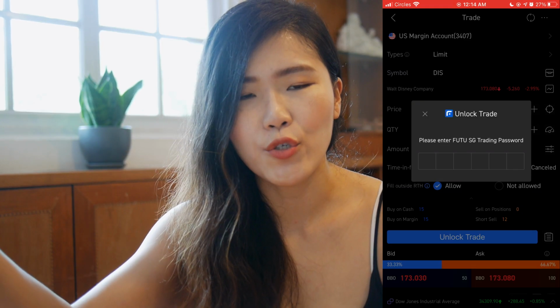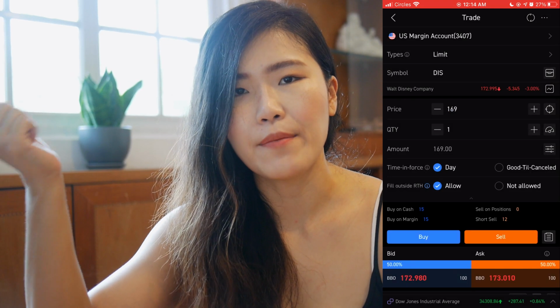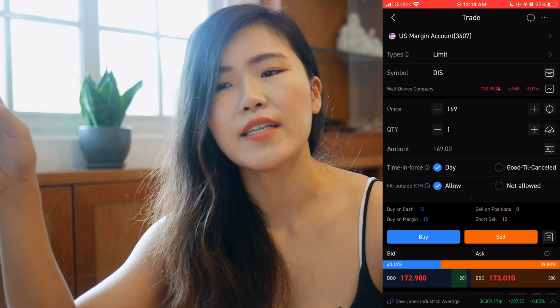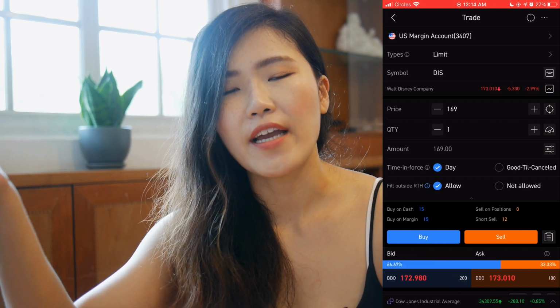If you have not unlocked your trade, this is where you key in your trading password. And a quick note, there is these 2 areas. One is time in force as well as fill outside RTH.